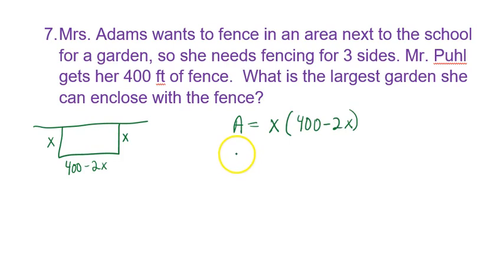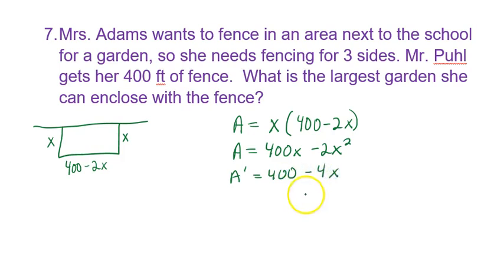Well, the way that we find maximums and minimums in calculus is by setting the derivative equal to 0. In order to do that, I'm going to get an easier way to the derivative, so I'm going to distribute my x, get 400x minus 2x squared. Now I can easily take the derivative, so that will be 400 minus 4x, and I want to set that equal to 0.